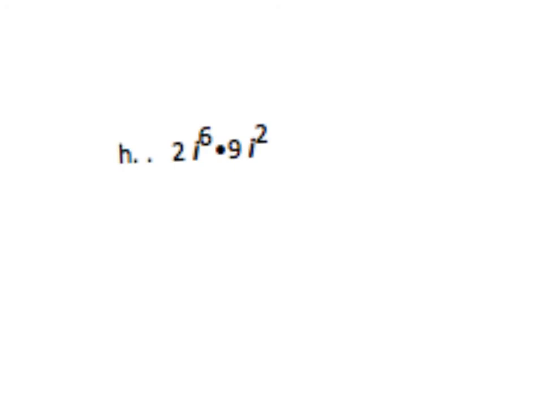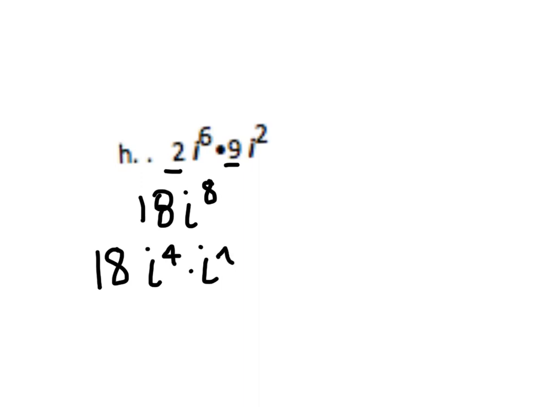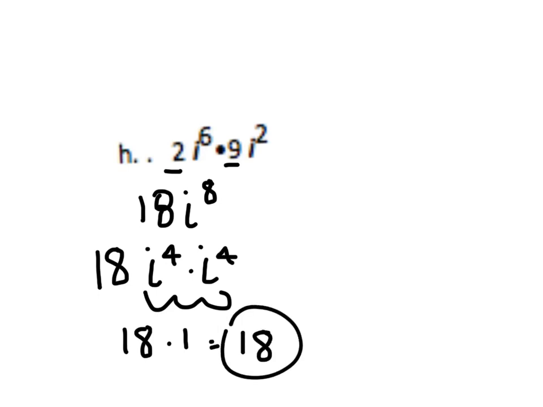H, I'm still going to put this together. So 2 times 9 is 18. And then i to the 6th times i to the 2nd is i to the 8th. So 18, I'm just going to leave alone for a second. And the i to the 8th I'm going to break down into groups of 4. I have 2 groups of i to the 4th, so this whole thing is 1. And then I'm going to multiply by 18, so my final answer is 18.